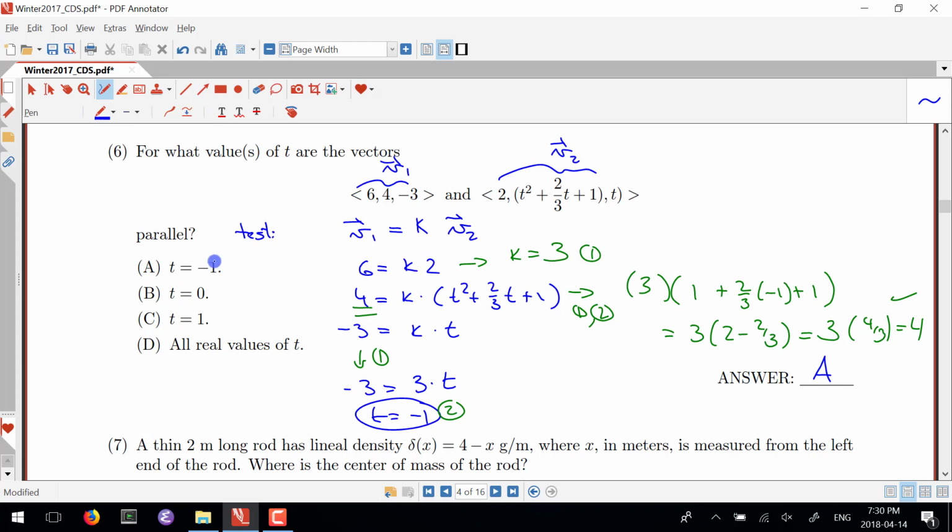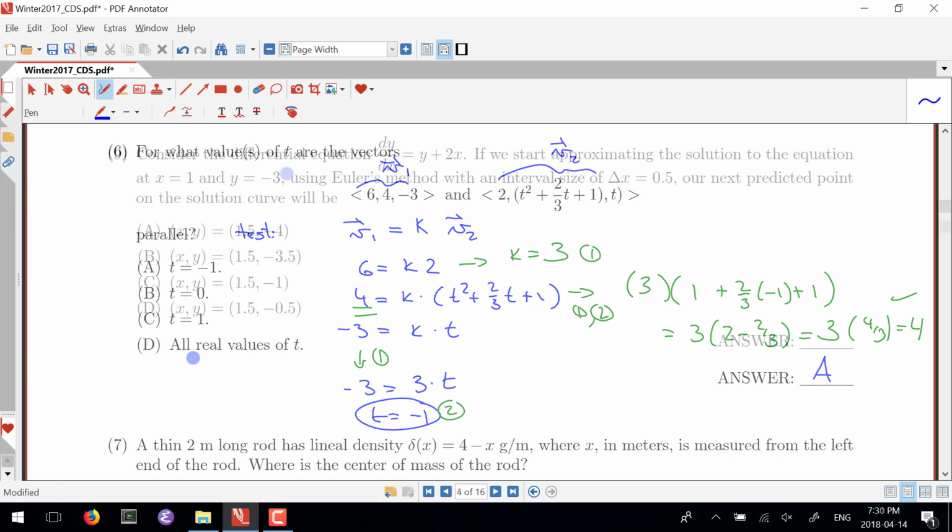Another approach shown in the solutions is simply to try each of these values. Sub t equals negative 1 in, you see that you get two parallel vectors. If you sub in the two other values of t, you find that that's not the case. And if those don't satisfy the parallel system, then you're certainly not going to have it true for all real values of t.